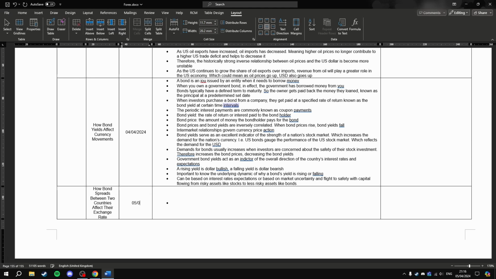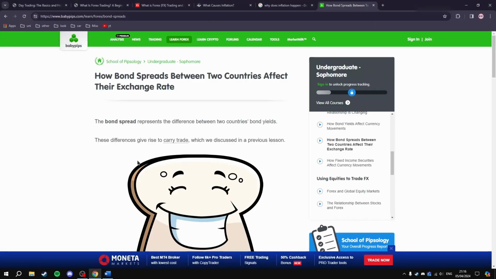Oops, wrong date. So, the bond spread represents the difference between two countries' bond yields.